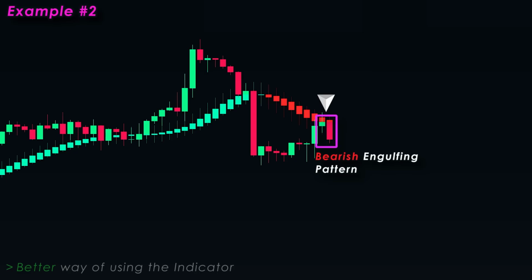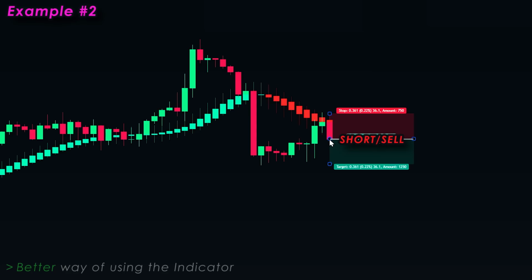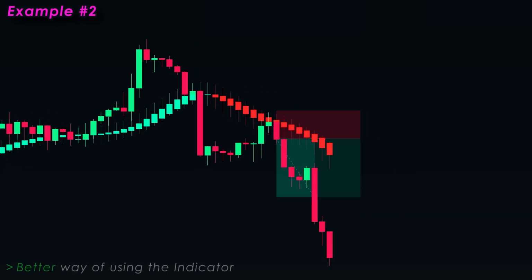So, because we already have a confirmation signal, we can now take a short position here. For your stop loss, place it above the previous candle's wick and set a profit target at 2 or 3 times the risk. And as you can see, this trade ended up being profitable.